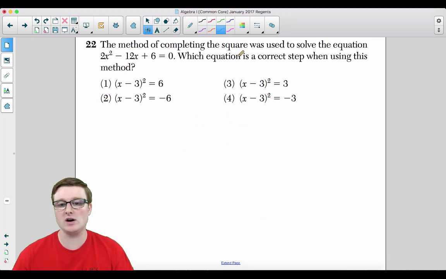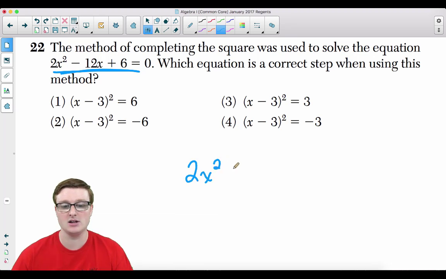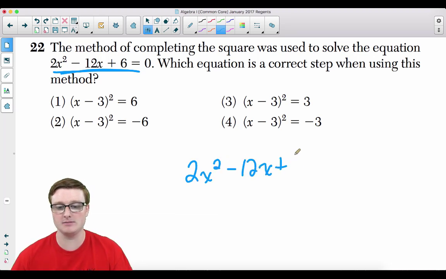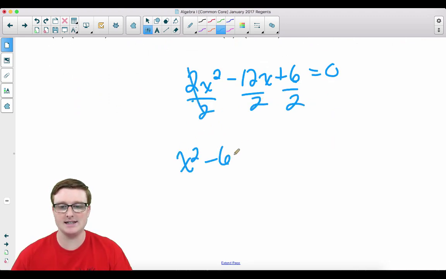Number 22. The method of completing the square was used to solve the equation shown here. Which equation is a correct step when using this method? The first thing you need to do is divide everything by the number 2, because there is a GCF. Divide by 2, divide by 2, divide by 2. So we get x squared minus 6x plus 3 equals 0.